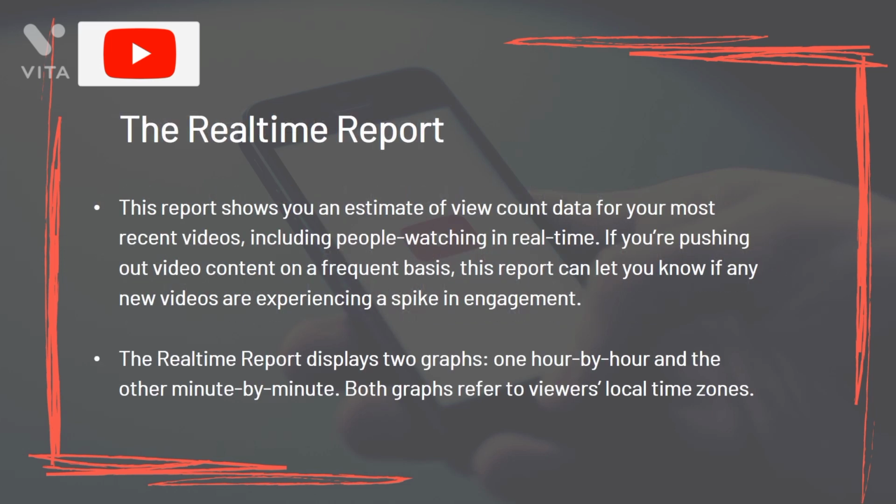The Real-Time Report. This report shows you an estimate of view count data for your most recent videos, including people watching in real time. If you're pushing out video content on a frequent basis, this report can let you know if any new videos are experiencing a spike in engagement. The Real-Time Report displays two graphs, one hour by hour and the other minute by minute. Both graphs refer to viewers' local time zones.